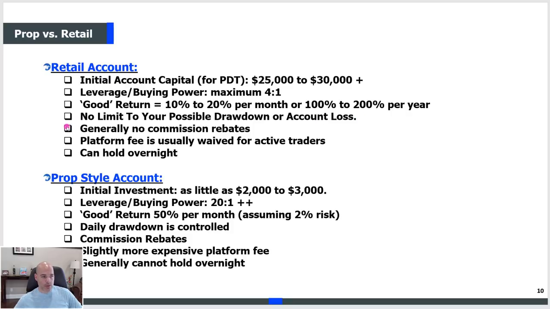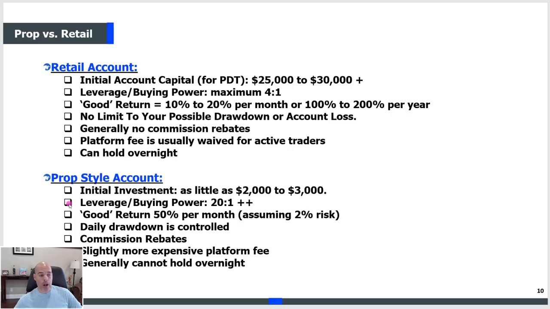You get no commission rebates. That means when you provide liquidity, right? Say you're offering out using a limit order, you do not get commission rebates most of the time, okay? The platform fee is usually waived for active traders, okay? I know, for example, with TradeStation, if you take more than 5,000 shares per month, the platform fee is waived, okay? You can hold overnight. Those are the basic tenets of a retail account, okay? No restrictions, really. It's your account.